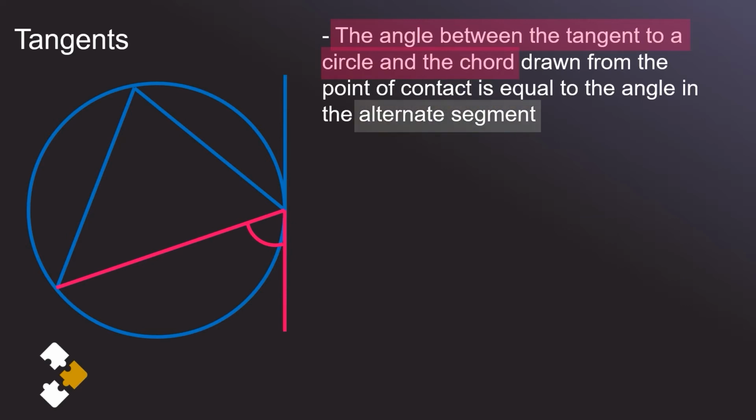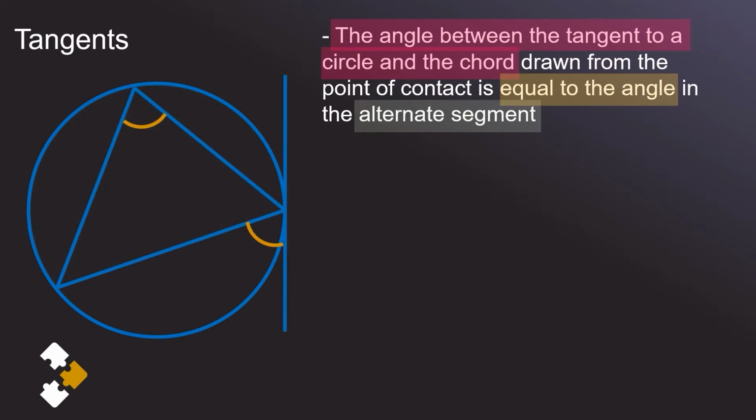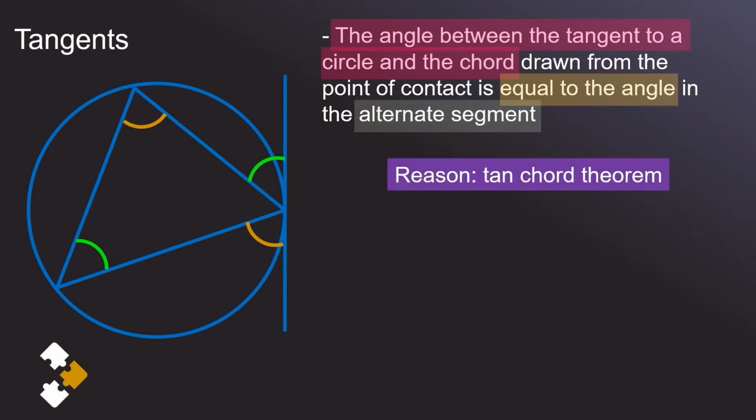Now the alternate segment has to be on the other side of the chord, not on the same side as the angle that we've indicated, and the angle that is subtended by that chord, well, that's the one that it's equal to. So that angle there is being subtended by that chord, and so we can claim that those two angles are then the equal angles. Now note that when we do have this tan-chord theorem, we can also apply it to the other chord and the other side of the tangent, and so those green angles there are also going to be equal to each other. And the reason is going to be the tan-chord theorem.